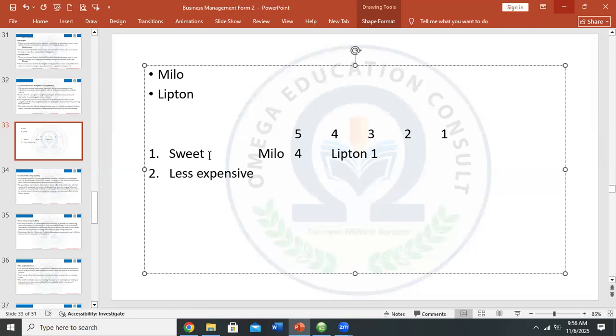For it to pass the level of sweetness, it should have like 5 marks. So that's the weight we put for the criterion sweetness. It should have 5. But we gave Milo 4 and Lipton 1. In terms of less expensive, same weight 5. But let's see what scores Milo would get. Milo and Lipton, which one is less expensive? What score would you give to Milo in terms of its cost? Yes, let me see who is there. Na and Portia have spoken. Ajimai, Prof. Ajimai.